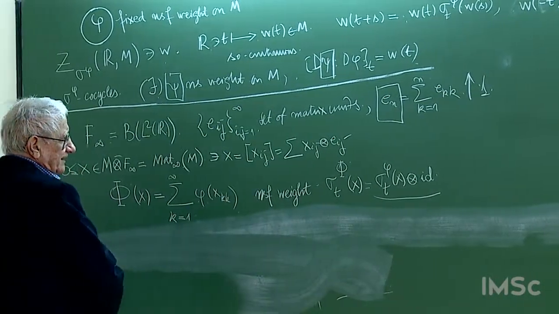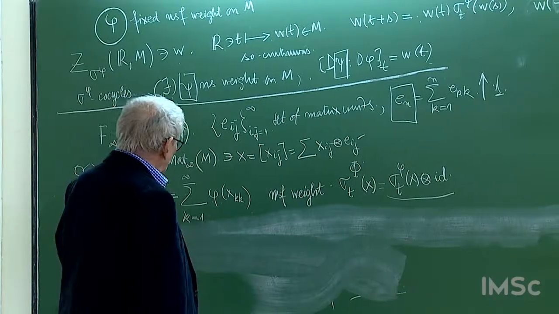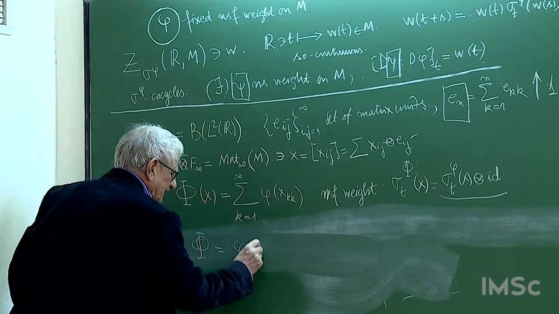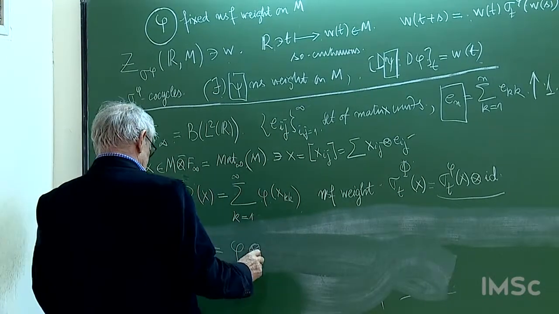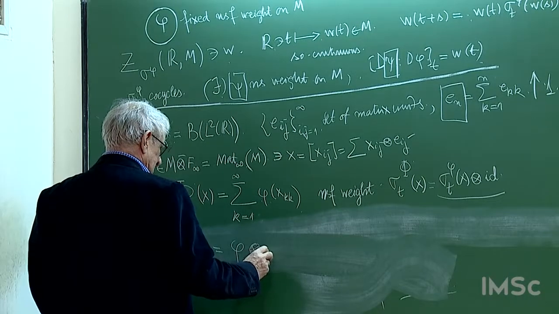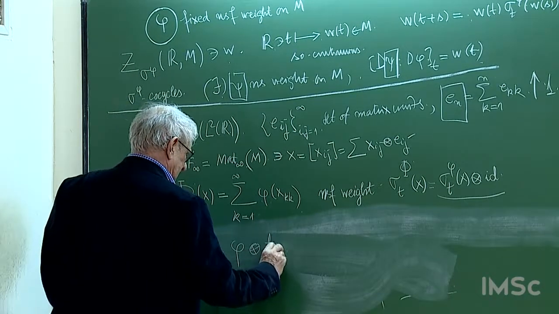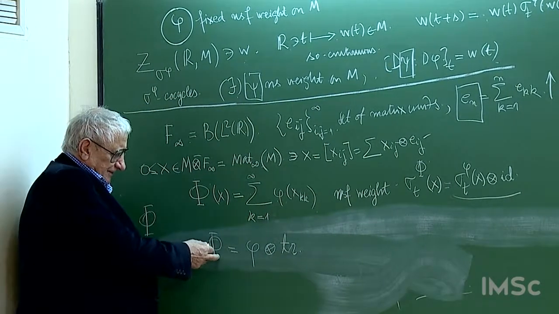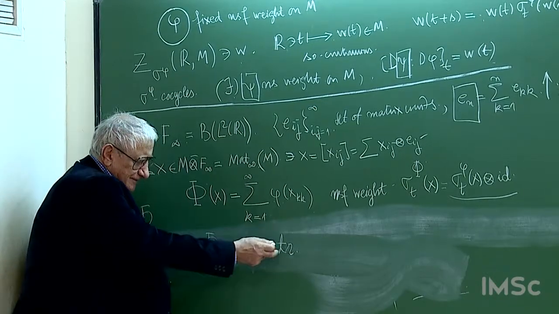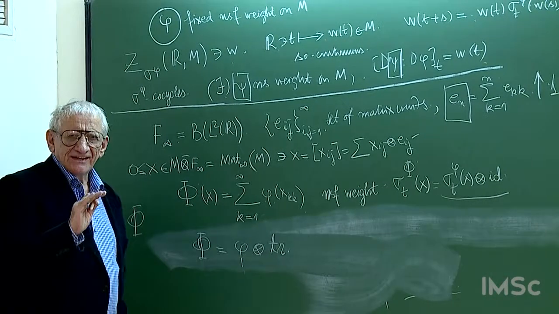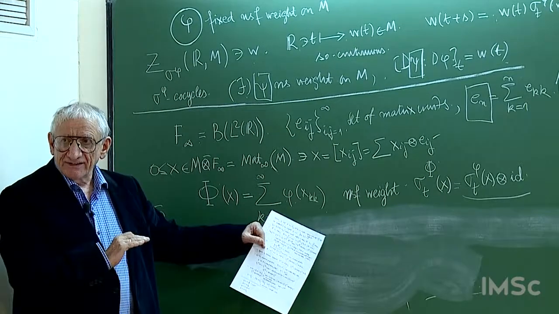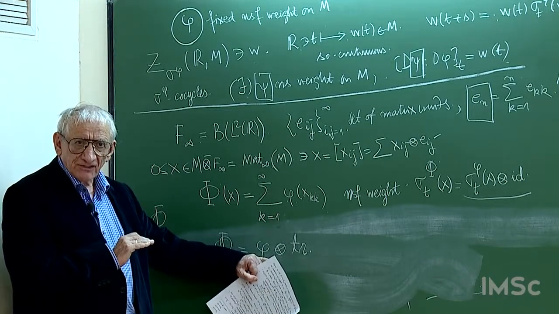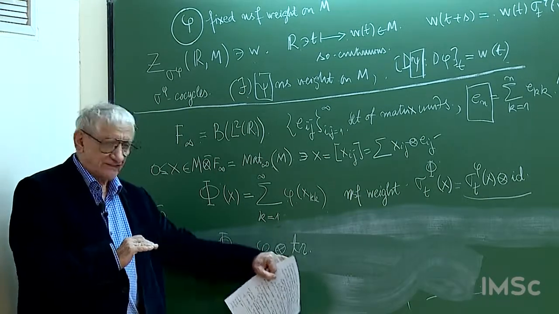Another kind of argument we can give is the following. This Phi here is nothing but phi tensor the trace. And then sigma_t^Phi is equal to sigma_t^phi times sigma_t^trace. Well, this is not a simpler proof than the one I gave, because this notion here is not very simple. In general, if you put two NSF weights.